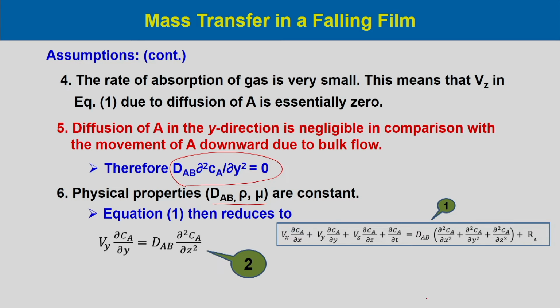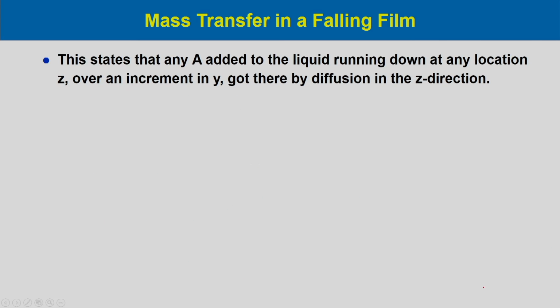So, if these are constant, then these equations will reduce to this equation 2. Considering these 6 assumptions, all these terms will be cancelled out, and we will have V y del C A del y is equal to D_AB del 2 C A del z 2. This equation states that A added to the liquid running down at any location z over an increment in y got there by diffusion in the z direction. So, this is the statement we can make from this equation 2.